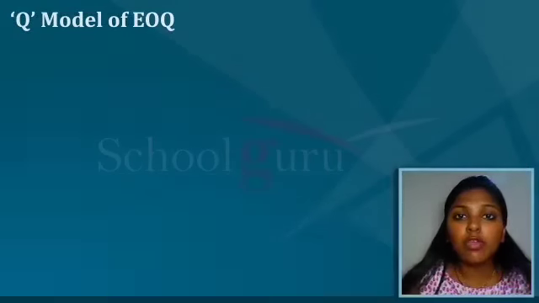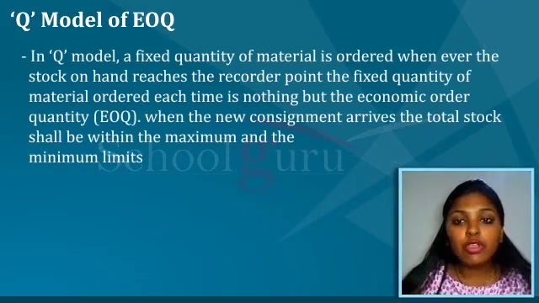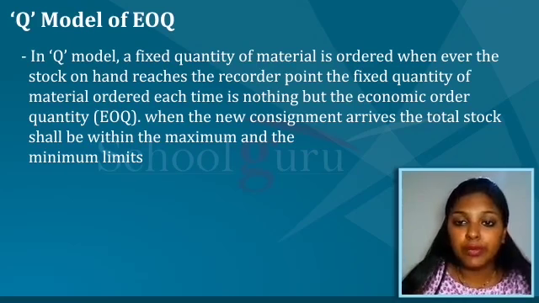The Q model of EOQ. In the Q model, a fixed quantity of material is ordered whenever the stock on hand reaches the reorder point. The fixed quantity of material ordered each time is nothing but the economic order quantity. When the new consignment arrives, the total stock shall be within the maximum and the minimum limits.